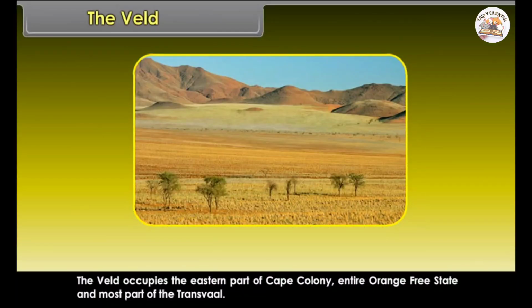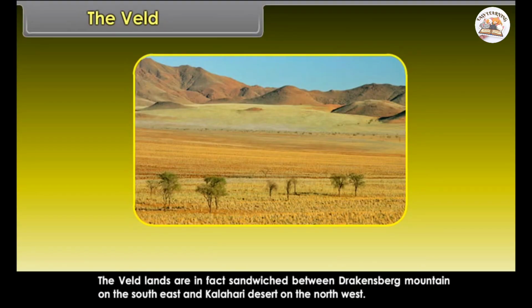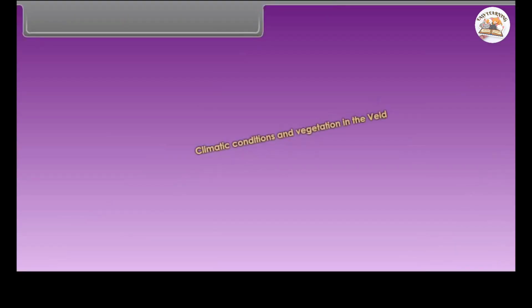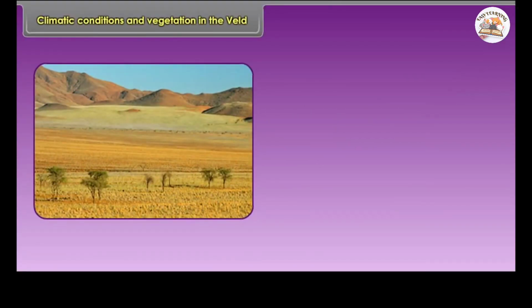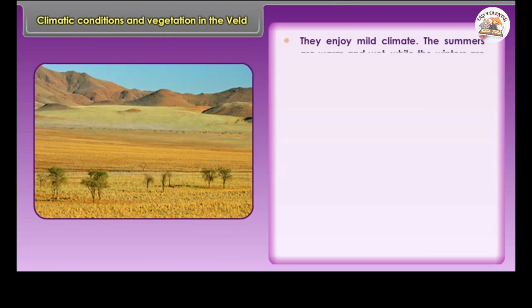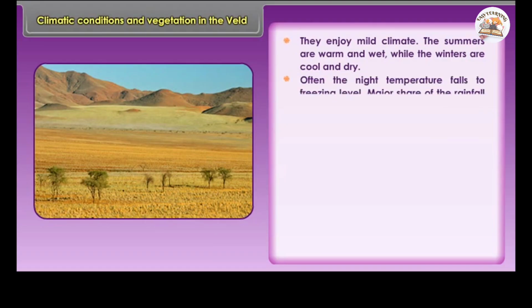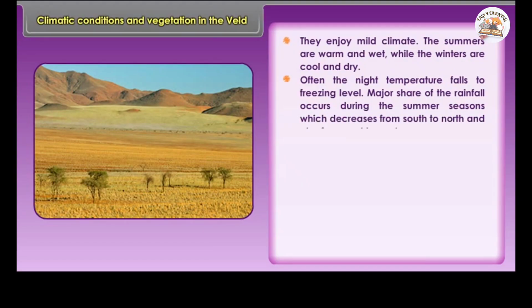The Veldt. The Veldt, a temperate grassland, is found in the southern parts of Africa. Veldts are rolling plateaus with varying heights ranging from 600 meters to 1,100 meters. The Veldt occupies the eastern part of Cape Colony, entire Orange Free State and most part of the Transvaal. The Veldtlands are in fact sandwiched between Drakensberg Mountain on the southeast and Kalahari Desert on the northwest. Scattered trees occur only on elevations and along the course of streams.